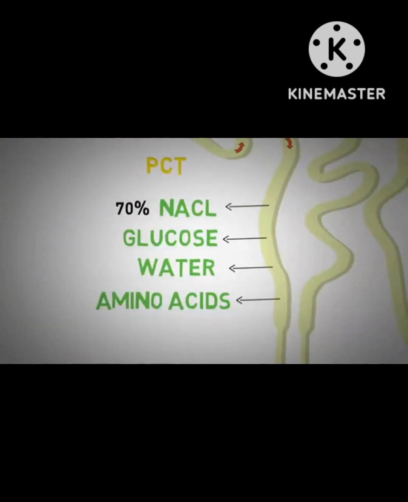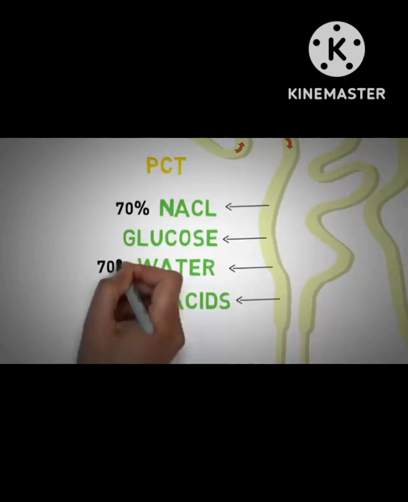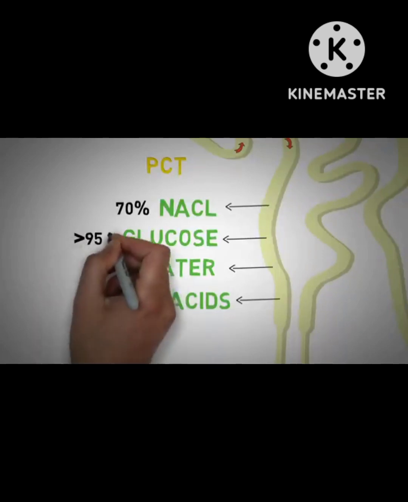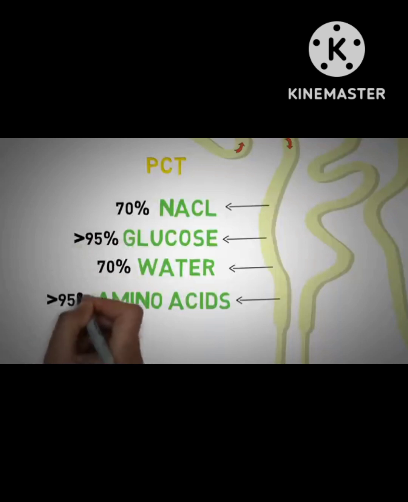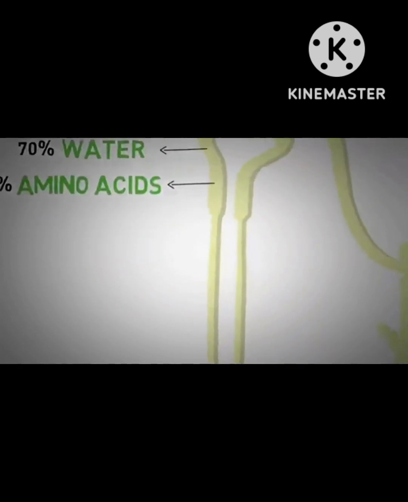Now, about 70% of sodium chloride gets reabsorbed in the proximal convoluted tubule, and same 70% water gets reabsorbed here. And more than 95% of glucose and amino acids get reabsorbed in the proximal convoluted tubule.